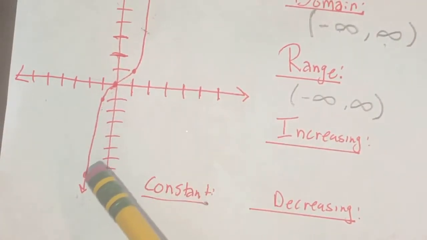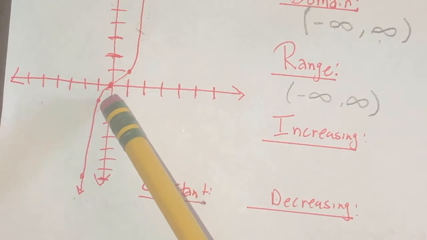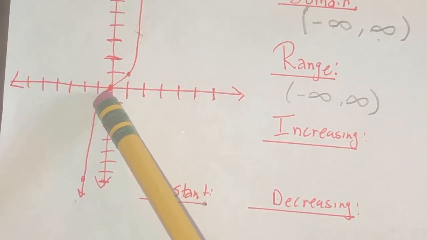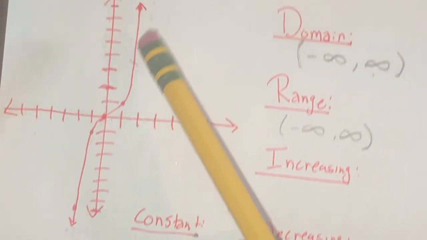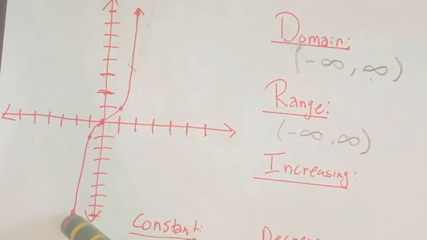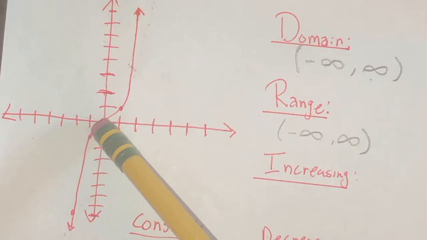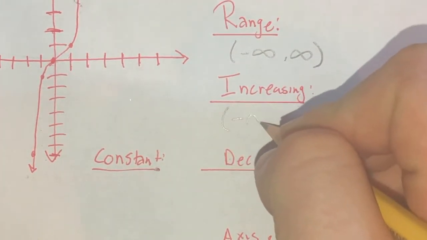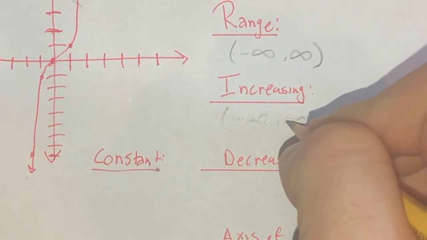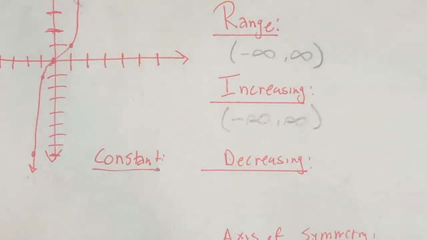Example, plug in -2. -2 cubed is -8, right? Plug in -1. -1 cubed is -1. See, we went up. Then we go to 0. Then we go to 1. Then we go to 8. So as x goes up, y is always going up. So this function is increasing everywhere from -infinity to infinity.